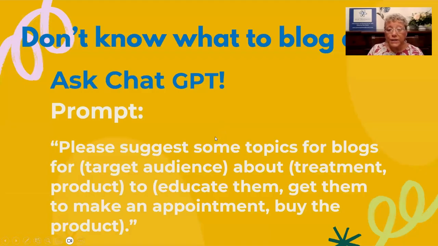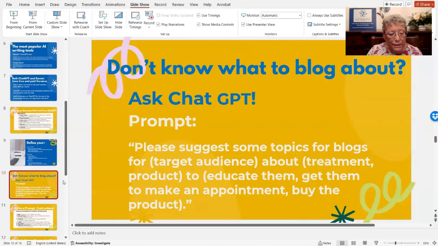So what if you don't know what to blog about? You can ask ChatGPT, and here's a sample prompt, and we're going to go there in a minute and fill in the blanks. Please suggest some topics for blogs for your target audience about your treatment or product. Two, what's your purpose? And then it will come up with some topics. So I'm just going to, this is the technical part that I'm not sure I grasped yet, switch from this PowerPoint to the platform. So let's see.